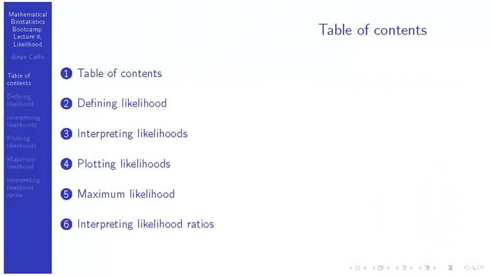In this lecture, we're going to define what a likelihood is, which is a mathematical construct that is used to relate data to a population. We're going to talk about how we interpret likelihoods, talk about plotting them, and then talk about maximum likelihood, which is a way of using likelihoods to create estimates. And then we'll talk about likelihood ratios and how to interpret them.